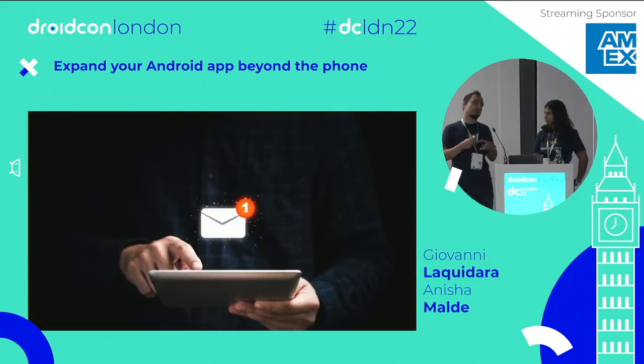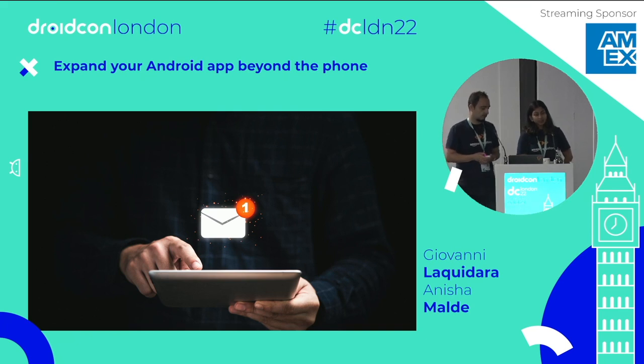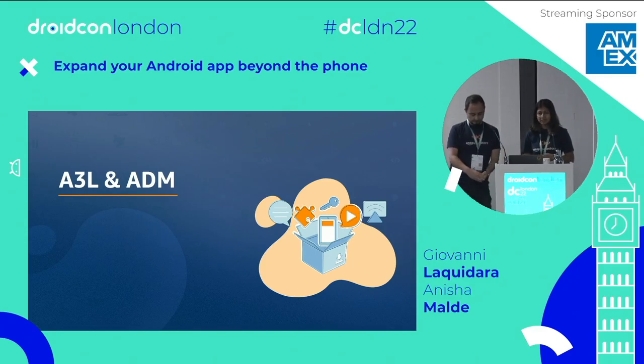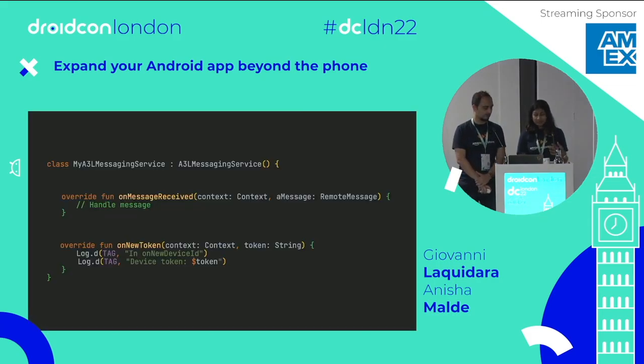But what about another key feature of Android apps, like push notifications? Yeah, don't worry. Again, we've got you covered. If you want to send notifications to your users, we've got two SDKs you can use: our A3L SDK and our ADM SDK. ADM, Amazon Device Messaging, handles push notifications specifically to Amazon devices. A3L is an SDK that you use if your app also supports Firebase Cloud Messaging, because it's an abstraction library that supports both ADM and Firebase. So again, it's a very familiar SDK. I'm sure you have probably seen something similar.